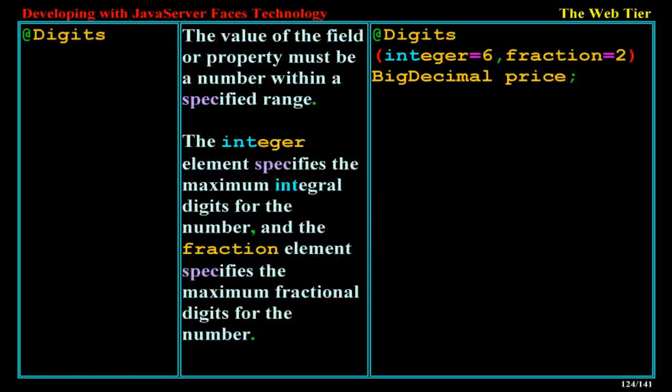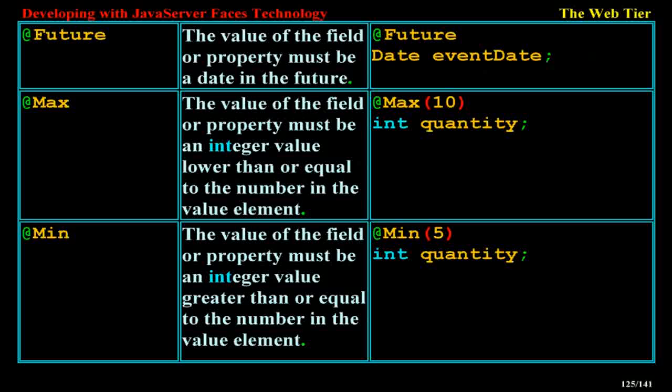The integer element specifies the maximum integral digits for the number, and the fraction element specifies the maximum fractional digits for the number. @Digits(integer=6, fraction=2) BigDecimal price. @Future: The value of the field or property must be a date in the future. @Future Date eventDate.